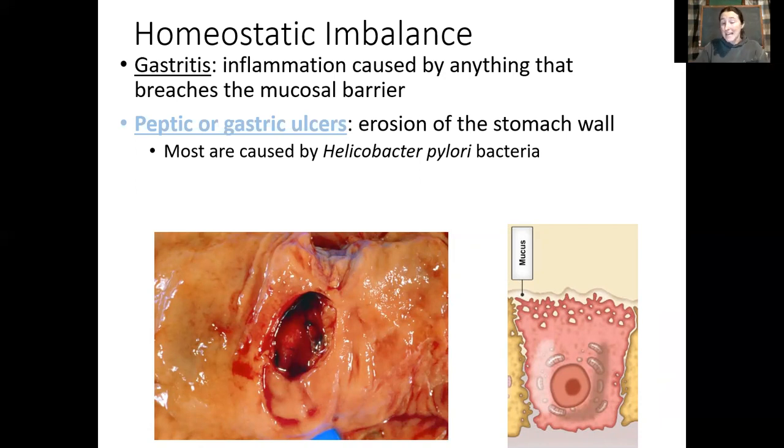So that is the end of this clip. To be continued in the small intestine.